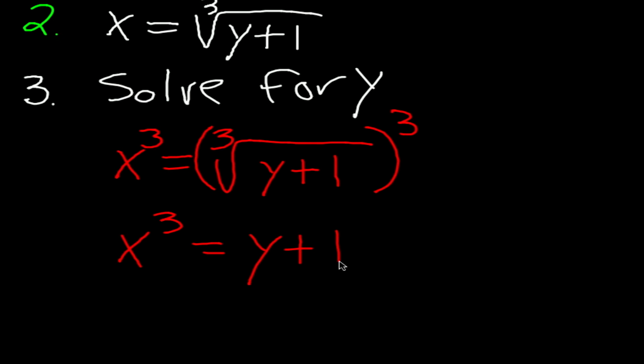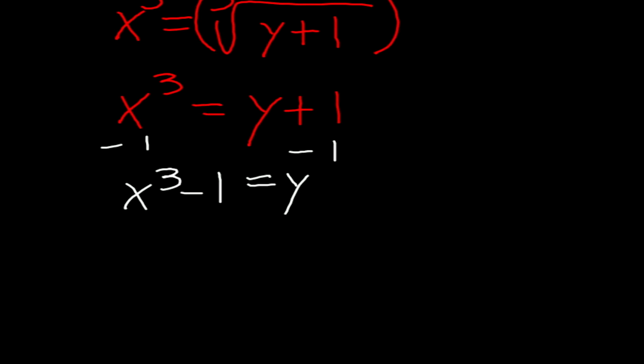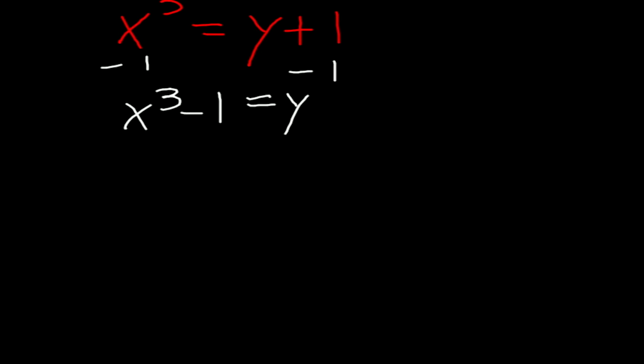Now, remember, my goal here is to solve this for y. So one more thing I've got to do, I've got to get rid of the 1 on this side with the y. So I'm going to subtract 1 from both sides. That's going to give me x cubed minus 1 is equal to y. Now, I like the y on the left side, so I'm going to change this around and write it as y equals x cubed minus 1. And I can do that because the commutative property allows me to do that.